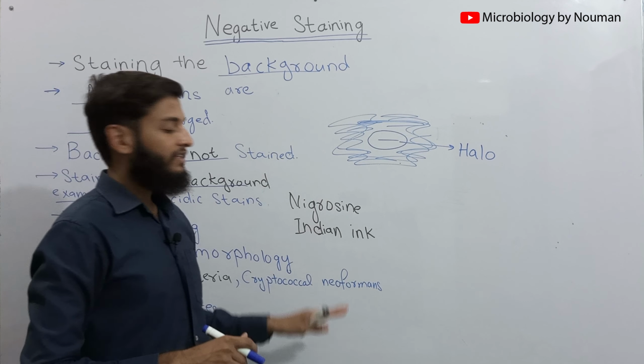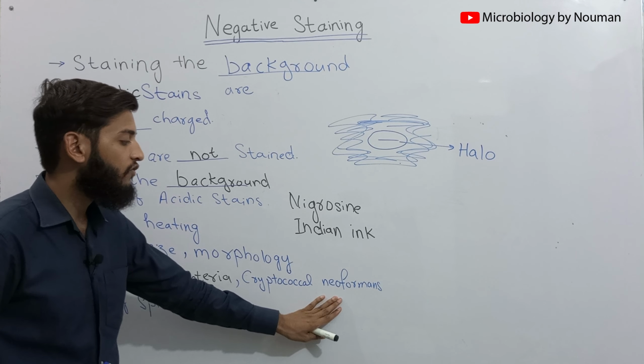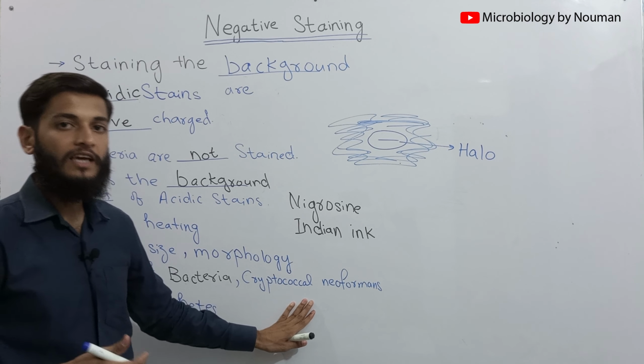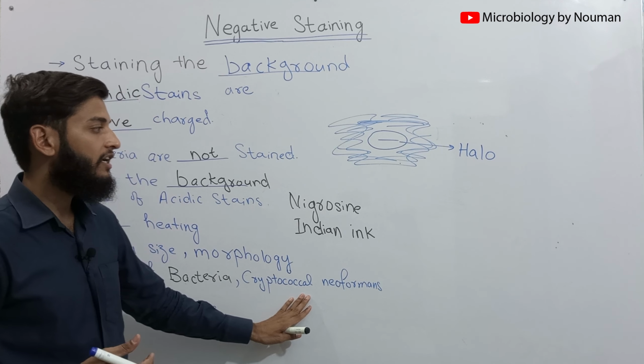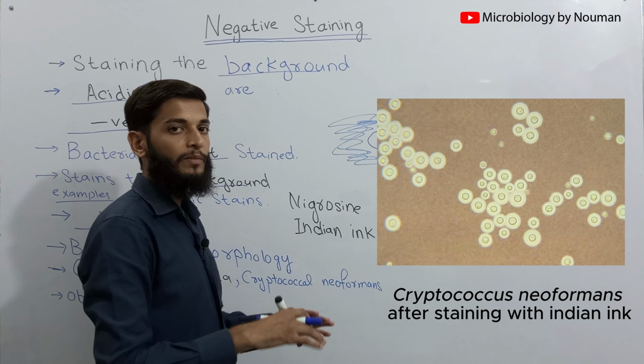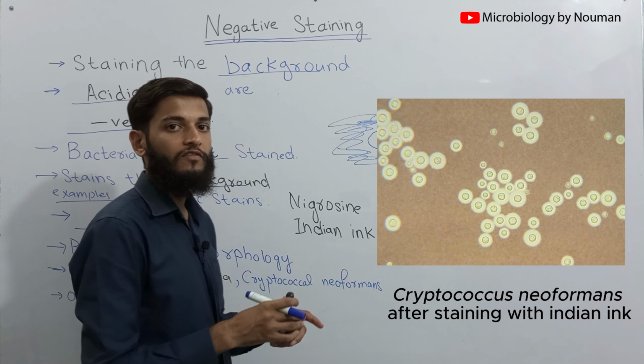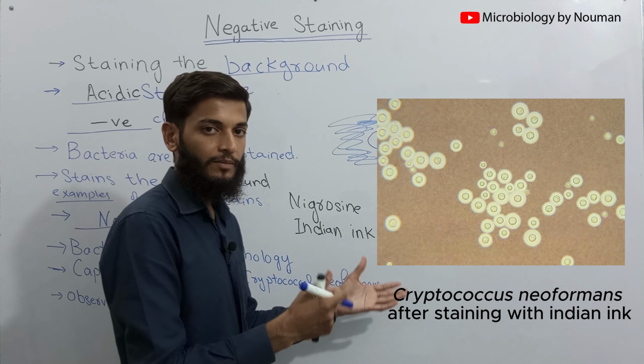Also, the negative staining method can be used for detecting a fungus known as Cryptococcus neoformans. This fungus contains a capsule. It is a capsulated fungus. After staining with this method, these Cryptococcus neoformans will have a round shape structure and will appear as colorless against a dark background.